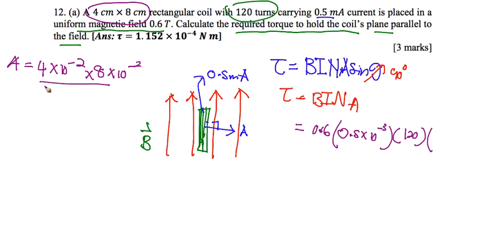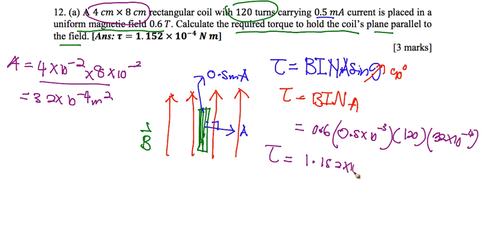If you calculate here, A is equal to 32 times 10 to the power of minus 4 meter squared. So the value of the torque to hold the coil plane parallel to the field is equal to 1.152 times 10 to the power of minus 4 Newton meter.